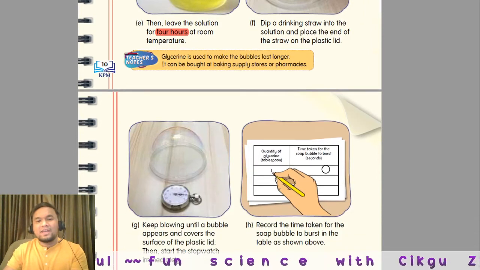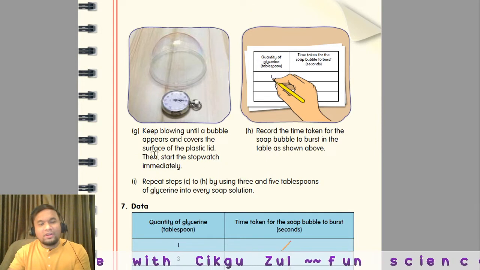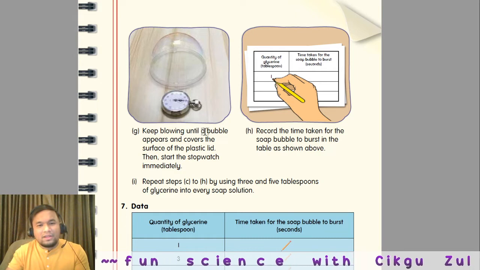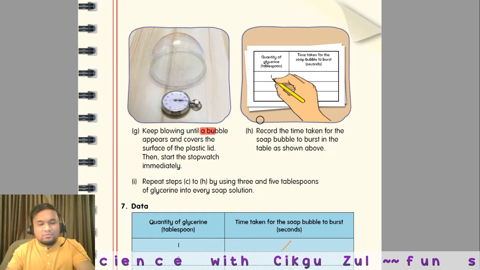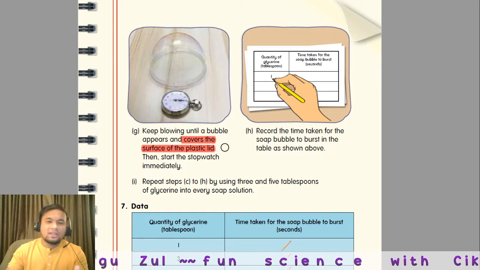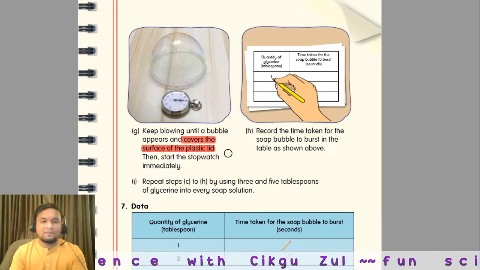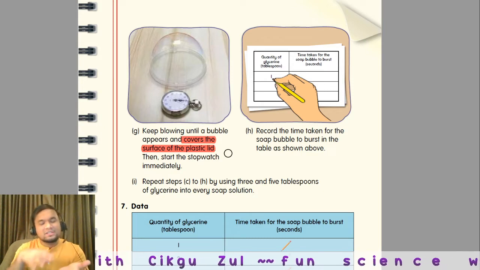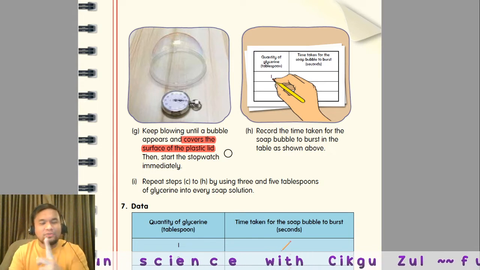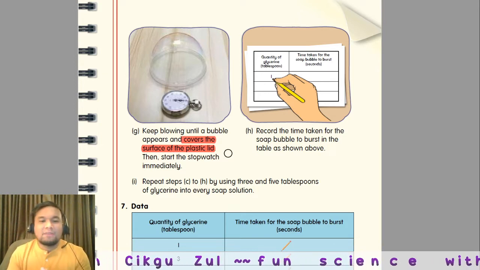Okay. And then, dari situ, kamu pun tiup straw tu tadi. Jadi, akan keluar gelembung. Keep blowing until a bubble appears. Okay, blow until a bubble appears. And the bubble covers the surface of the plastic lid. Biar besar saiz tu sebesar penutup bekas plastik tadi. Kita tiup dia, nak besar mana? Sebesar penutup plastik tadi. Sebab tu tadi dia cakap kita kena buat saiz gelembung ni, saiz buih ni sama.